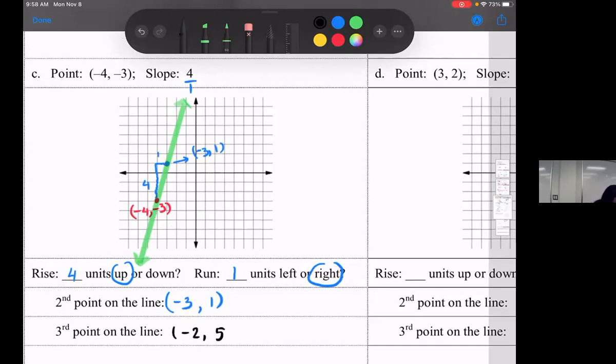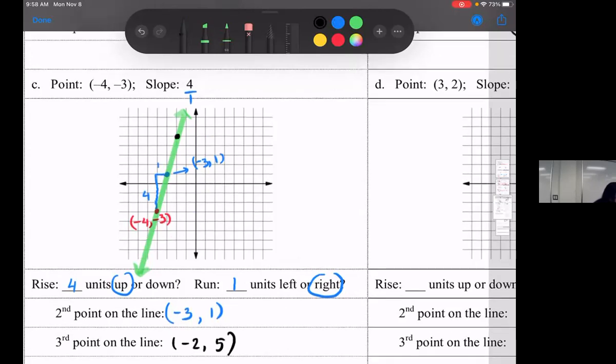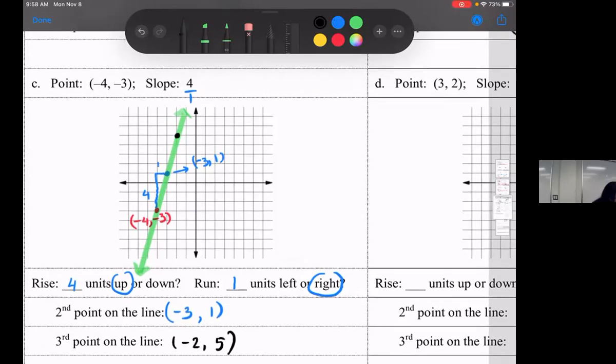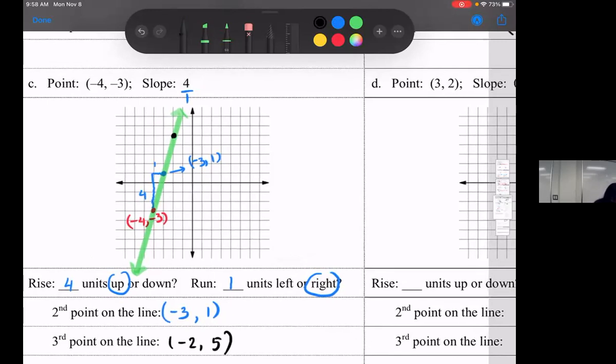-2, go left 2, go up 5. I'm sorry, go up 5. 1, 2, 3, 4, 5. Okay, it looks like it's on the graph, but let's check. How do you do that? How do you do it? You double it? You double a over 2. A over 2, you double it.